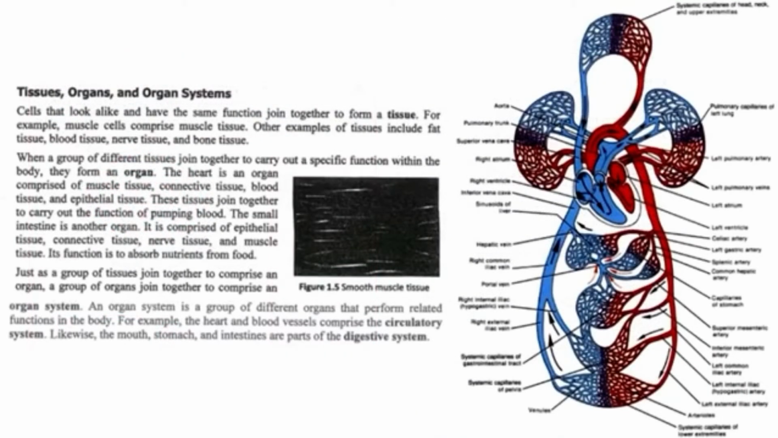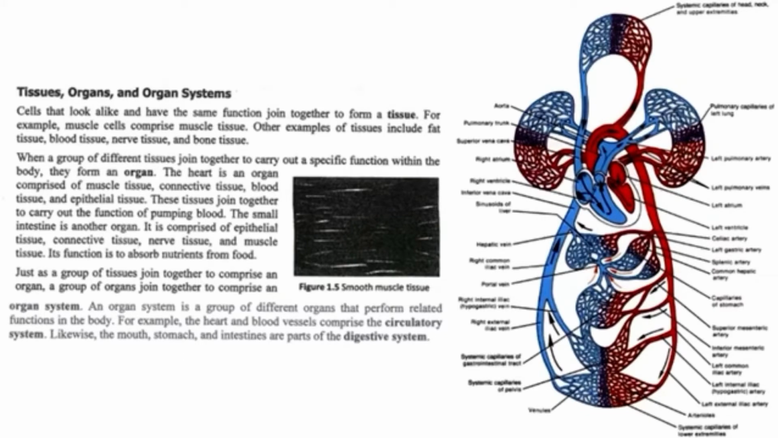Tissues, organs, and organ systems. Cells that look alike and have the same function join together to form a tissue. For example, muscle cells comprise muscle tissue. Other examples of tissues include fat tissue, blood tissue, nerve tissue, and bone tissue. When a group of different tissues join together to carry out a specific function within the body, they form an organ. The heart is an organ comprised of muscle tissue, connective tissue, blood tissue, and epithelial tissue. These tissues join together to carry out the function of pumping blood.